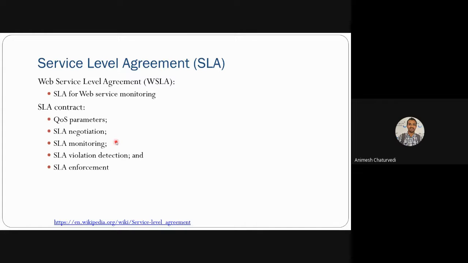Basically, what are the parameters or metrics on which a service level agreement contract has been signed? QoS parameters, quality of service parameters, SLA negotiation, SLA monitoring, SLA violations, and SLA enforcement. There are various types of SLA that could be measured.